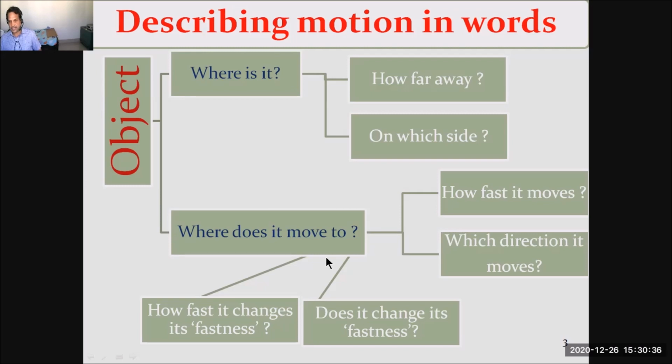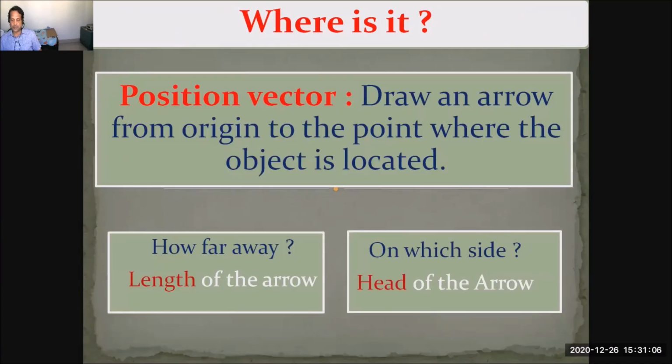And from being where it moves to another point, it depends on how fast it moves, which direction it moves, also how fast its fastness changes and does it change its fastness. So in this video, we are going to visualize this aspect: where is it, how far away and which side it is. To describe the motion quantitatively, we need something called a coordinate system. And this being a one-dimensional system, we would be using a one-dimensional coordinate system and we'll be calling it x-axis.